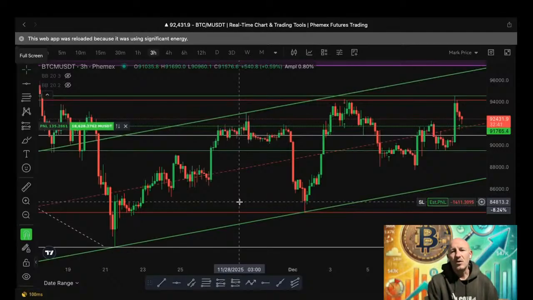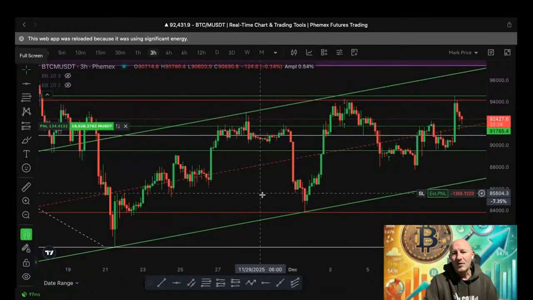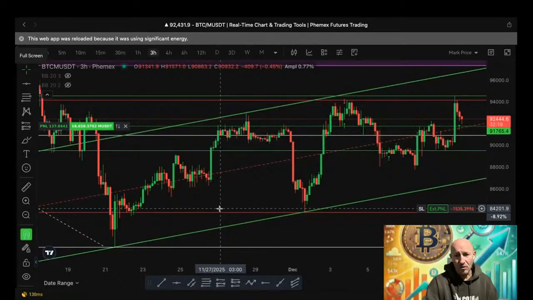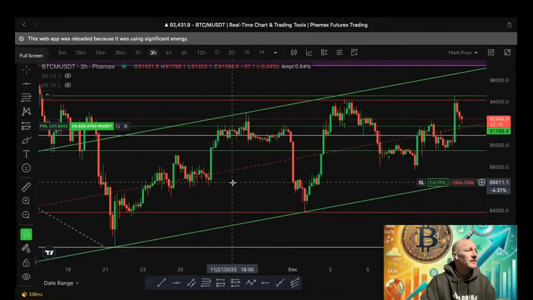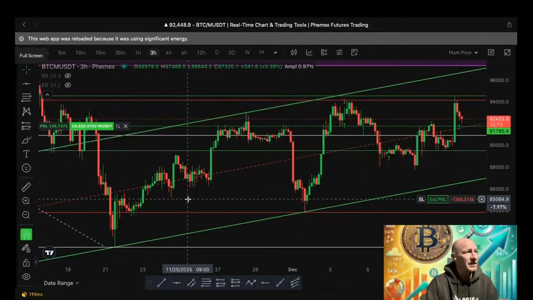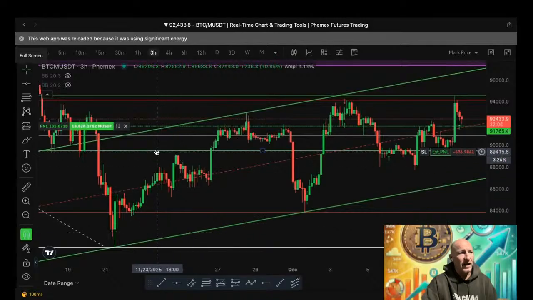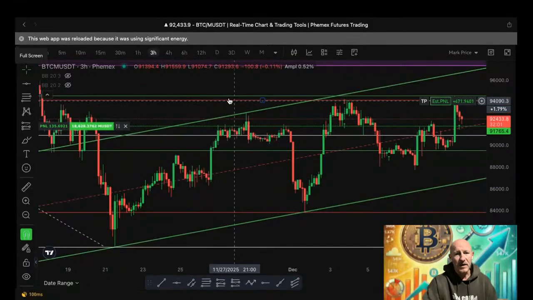So if you've been sold a course that teaches you how to trade the 1-minute chart or the 3-minute chart or the 5-minute chart, then you're just giving money to the markets probably. So stay away from the lower time frames. Don't ever go below the 15-minute time frame. This is the 3-hour time frame. As you can see, it's staying within this range, within this parallel channel.